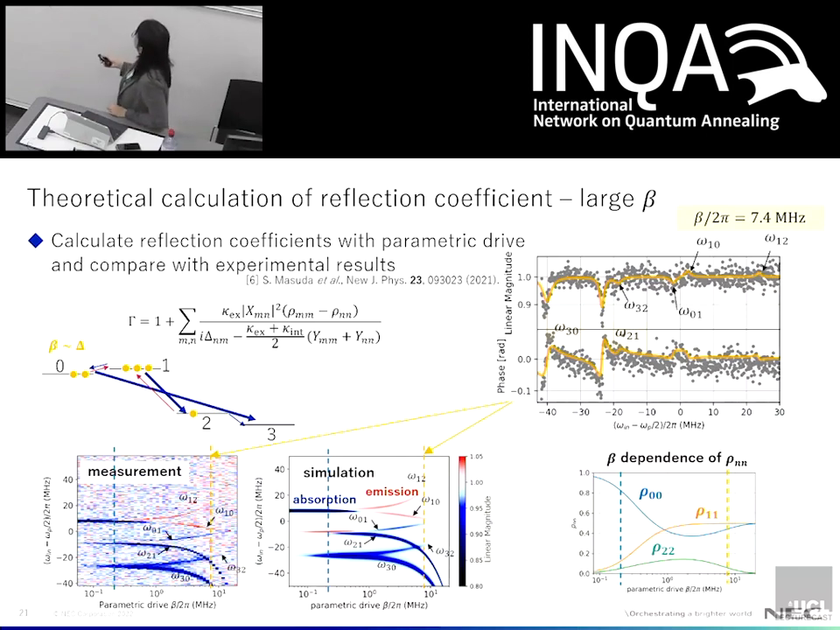Maybe I was talking about the two dominant peaks in this condition. When beta is increased, the KPO becomes a mixed state of two coherent states. So omega 2,1 and omega 3,0 are the transitions from these two states. As I explained in a few slides, the measurement and theoretical calculation matched very well. So I think that the reflection measurement is useful to estimate the population and coupling strength from the results.